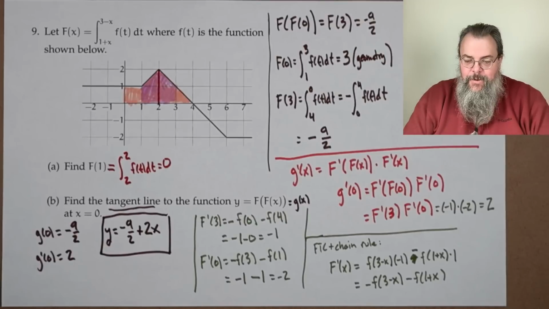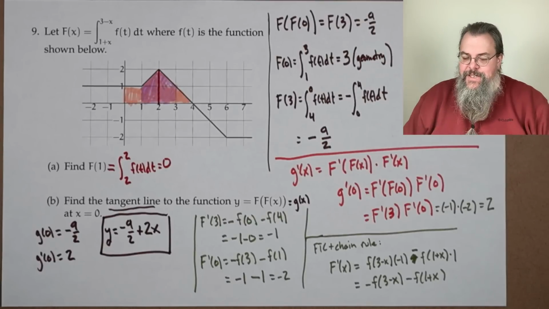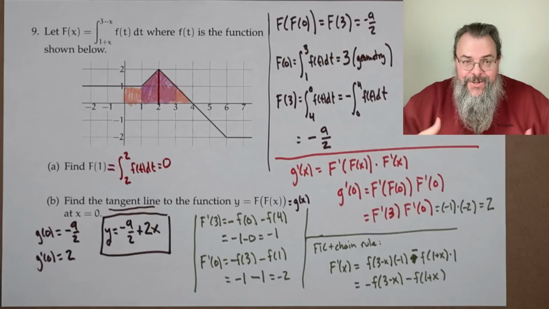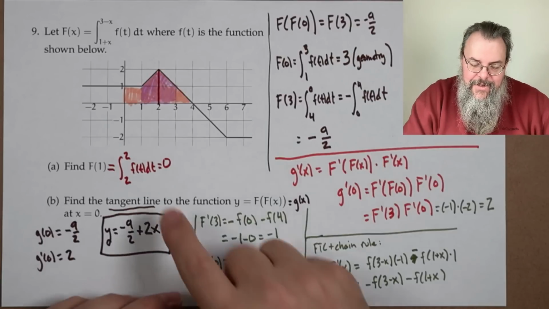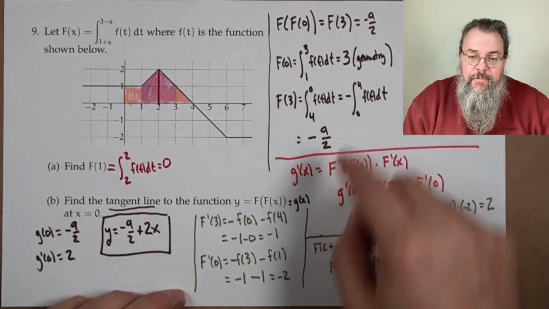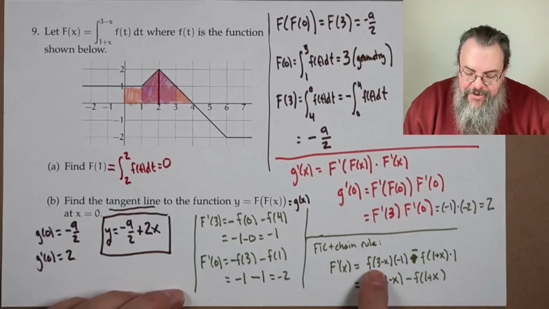All right. Wow. What an interesting problem. And lots of pieces, but of course, just be methodical. Know your facts. If the bounds agree, you're 0. If the bounds are out of order, put a minus sign. Use your chain rule. Use your fundamental theorem of calculus.